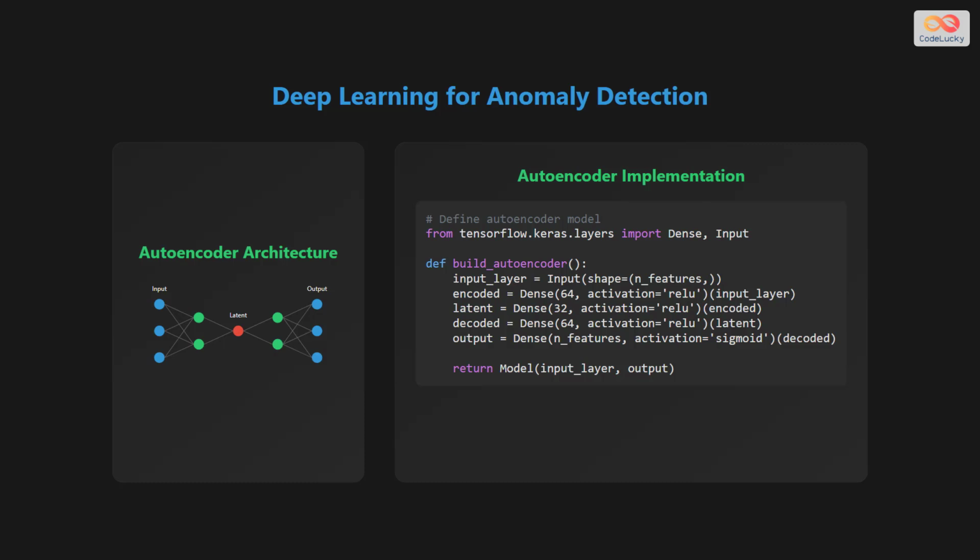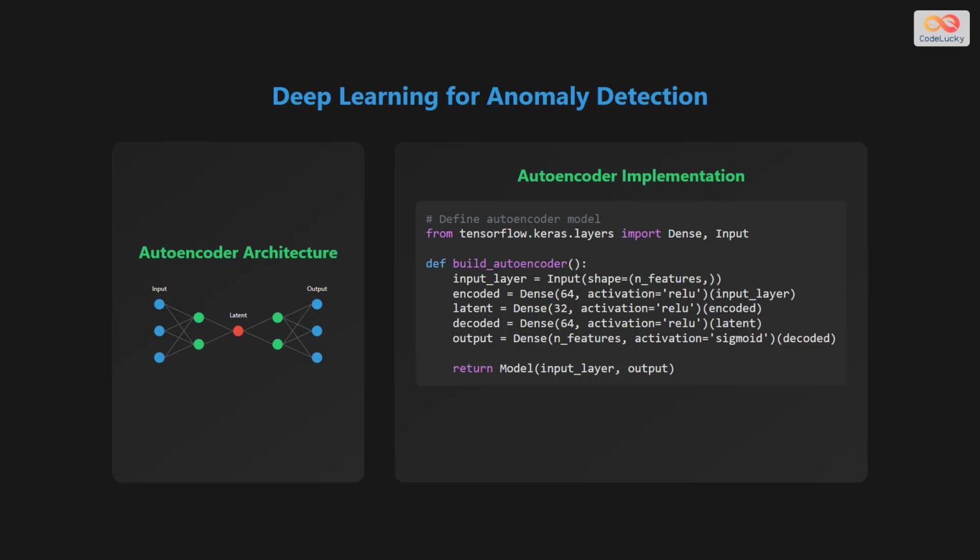Deep learning techniques, particularly autoencoders, are effective for anomaly detection. Autoencoders learn to encode and decode normal data, and anomalies are identified based on high reconstruction error. The diagram illustrates the architecture of an autoencoder, consisting of an input layer, encoder hidden layers, a bottleneck latent layer, decoder hidden layers, and an output layer.